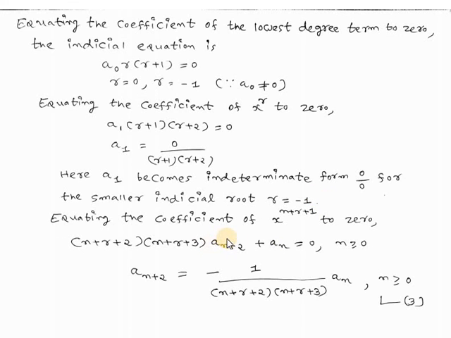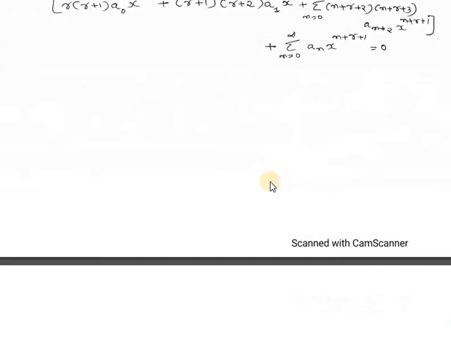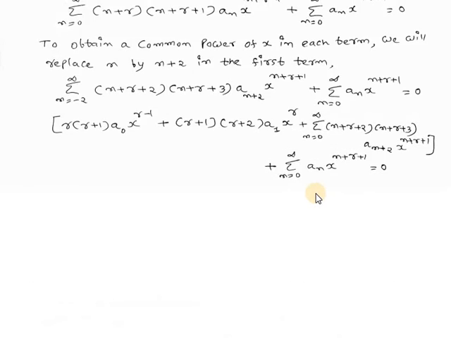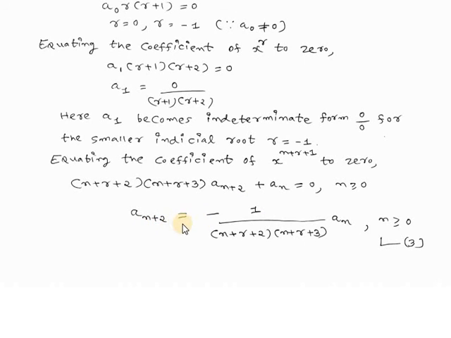Now equating the coefficient of x raised to n plus r plus 1 to 0, that is these two terms, we will get (n plus r plus 2) into (n plus r plus 3) into a(n plus 2) plus an is equal to 0, where n is greater than or equal to 0, because here sigma starts from n equal to 0. So a(n plus 2) is equal to minus 1 divided by (n plus r plus 2) into (n plus r plus 3) into an. Suppose this is equation number 3.